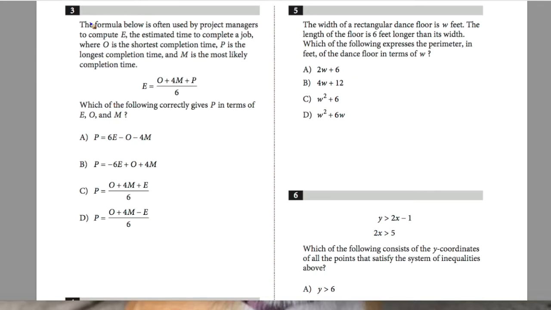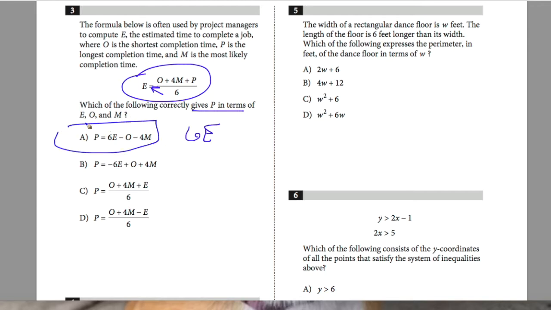For question 3, I see the formula here provided. It says, which of the following correctly gives P in terms of E, O, and M? Well, I know that I would have to cross multiply. I would then get 6E, positive 6E. A is my best possible answer. I would choose A. You could continue and work on the expression, but it's not really necessary.